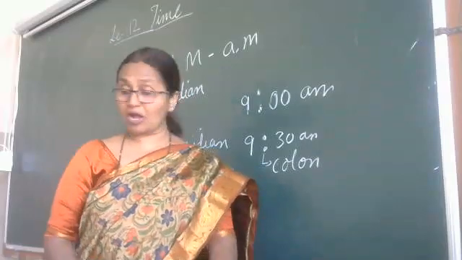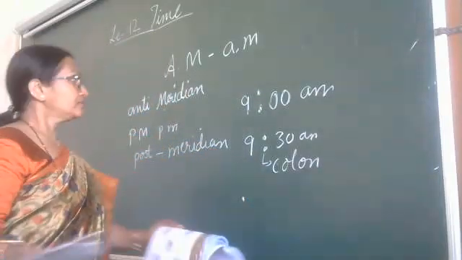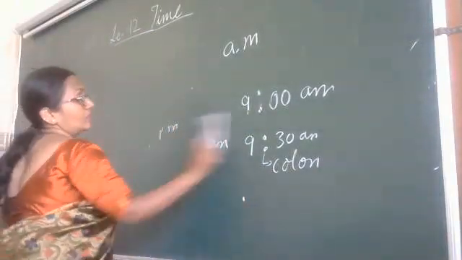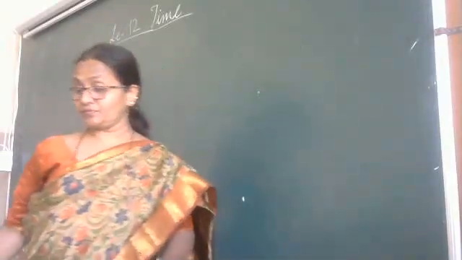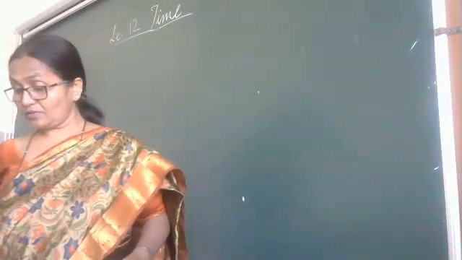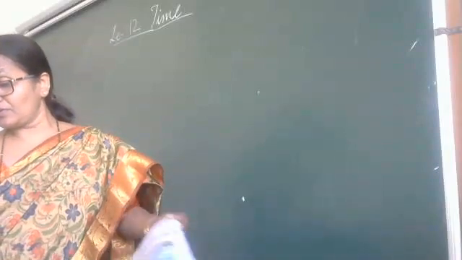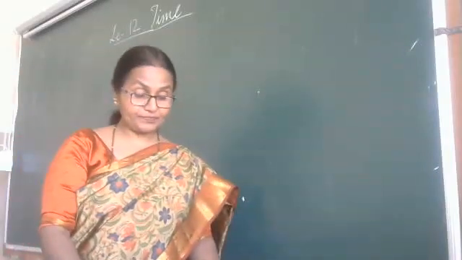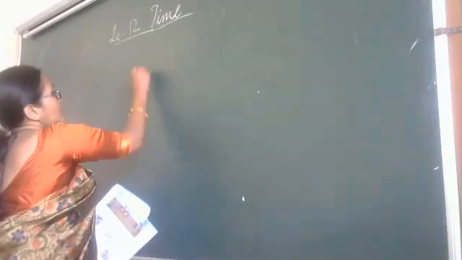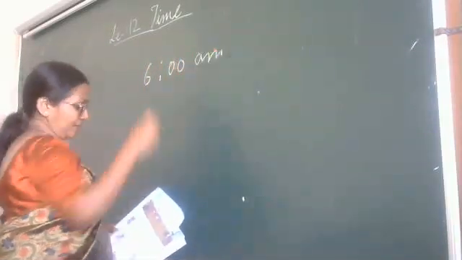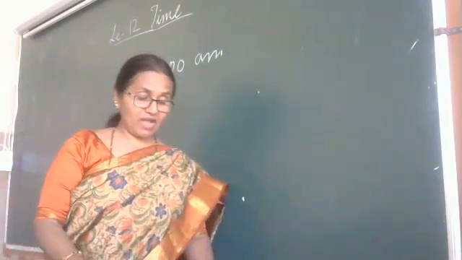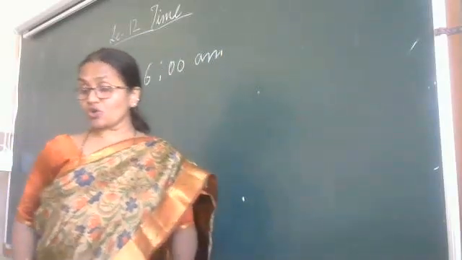Write 6 o'clock. How will you write 6 o'clock? Ma'am, first we write 6, next O, and next clock. Okay? 6 o'clock in the morning. You can write AM because it's in the morning. Shivani wakes up at 6 o'clock.